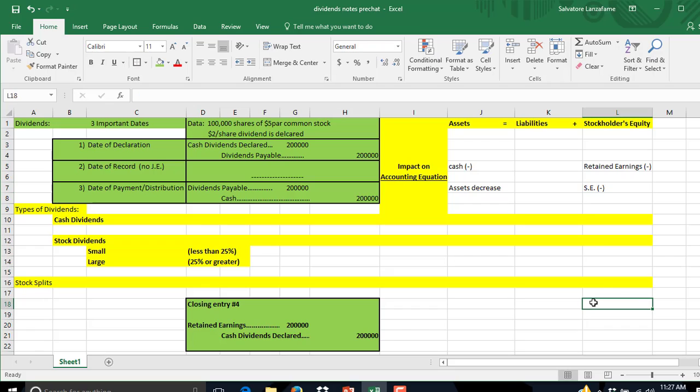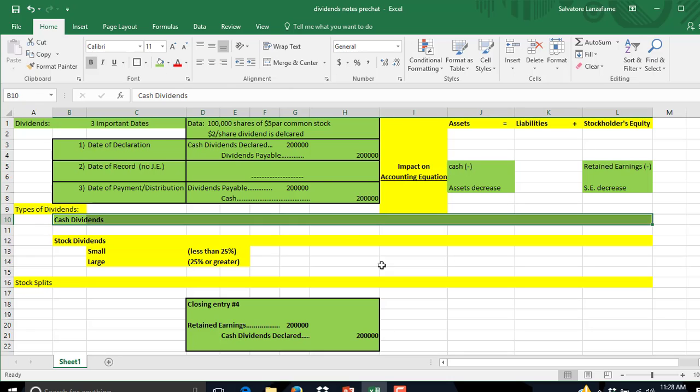So whenever there is a cash dividend, both sides of the accounting equation are impacted. In fact, both sides decrease. You see stockholders' equity going down, and you also see the assets going down. Let me actually write decrease. I just wanted to let you know of the impact of a cash dividend. Let's put this in green, to make all of our cash dividend stuff green.